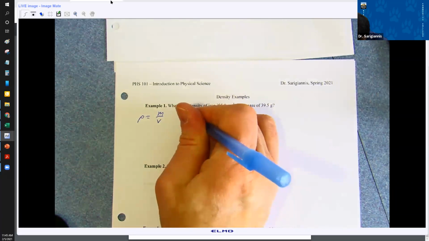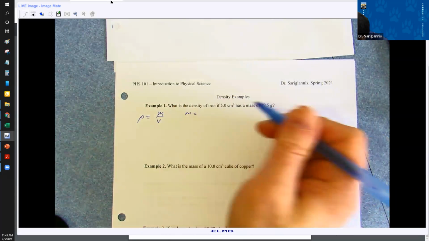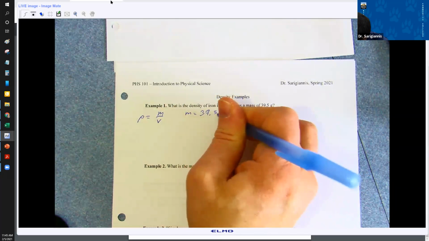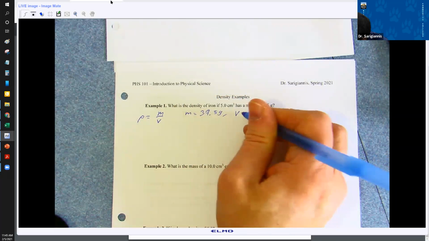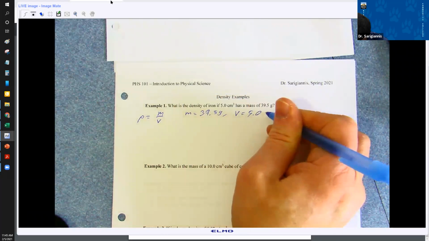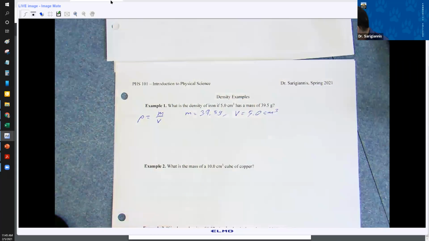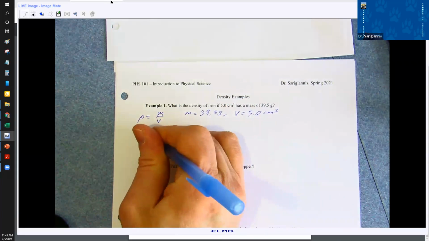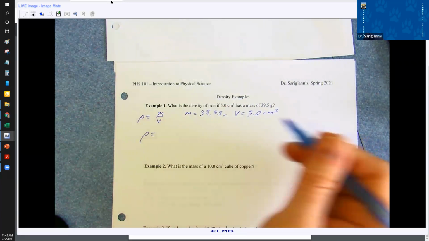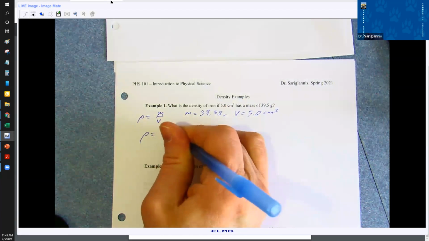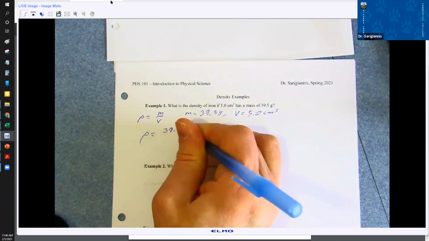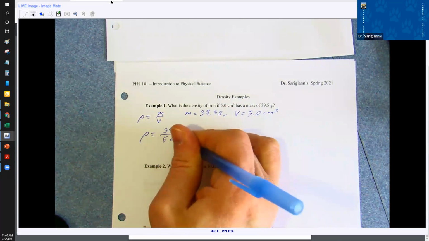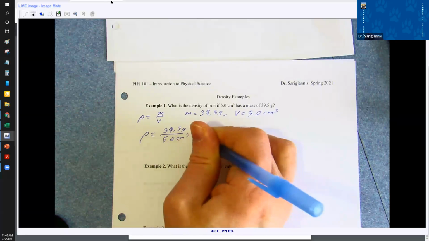M is given as 39.5 grams. V is 5.0 cubic centimeters. So we're given all the information we got. We can plug that in. We've got density is 39.5 grams divided by 5.0 cubic centimeters.